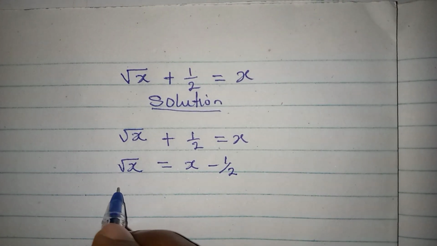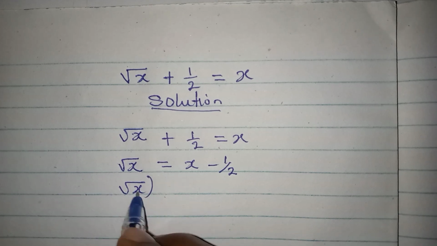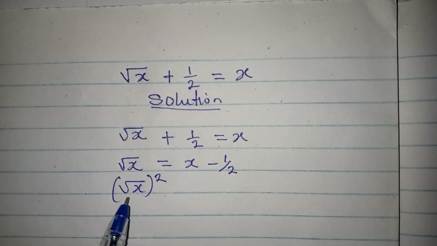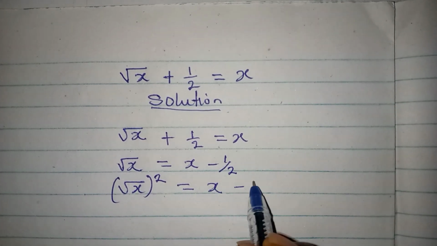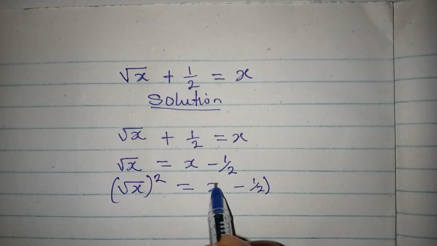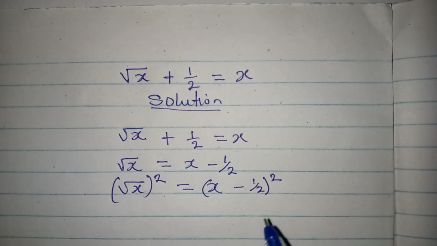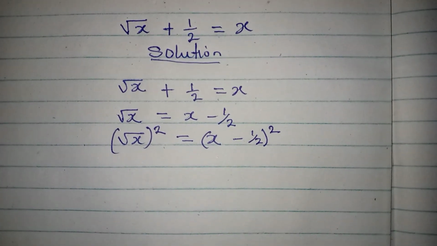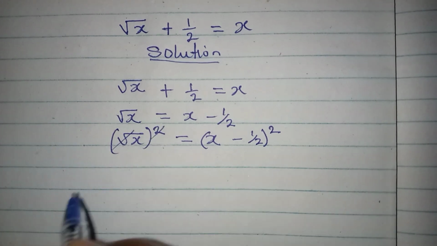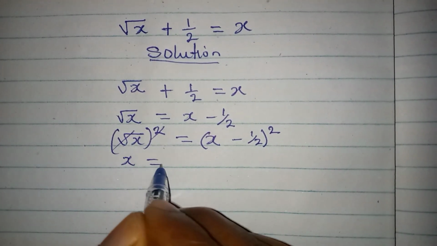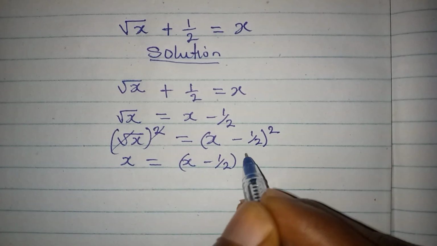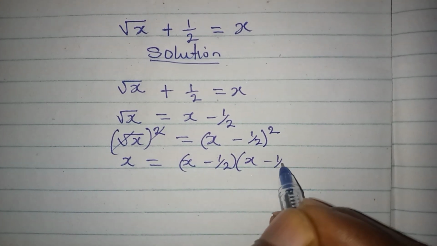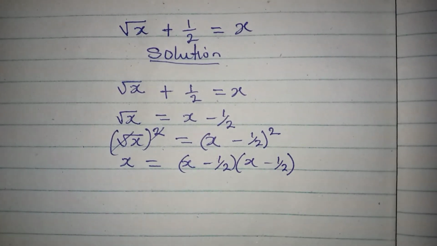Then the next thing is to square both sides. We are squaring both sides so that we can remove this square root. This will be equal to x minus 1 over 2, then squared. And then I hope you know what this means. This can now go with this. X will be equal to x minus 1 over 2 in two places because of the square on it.